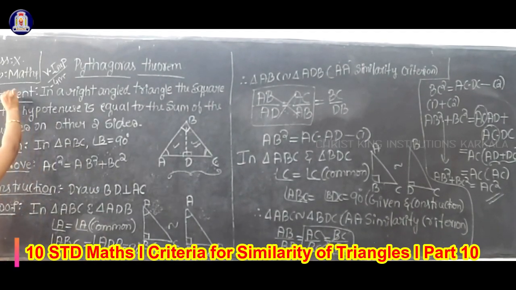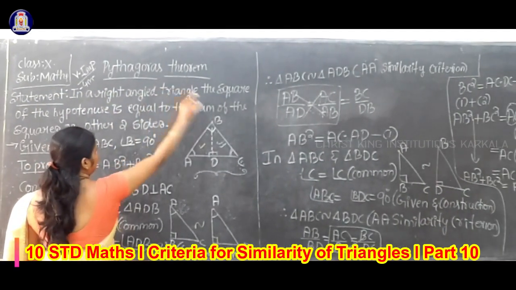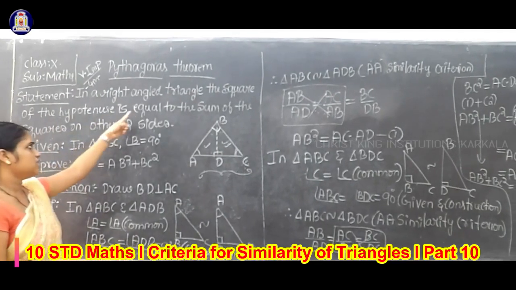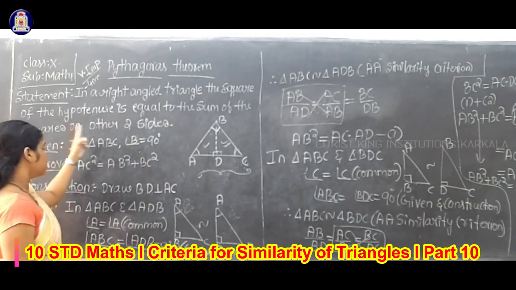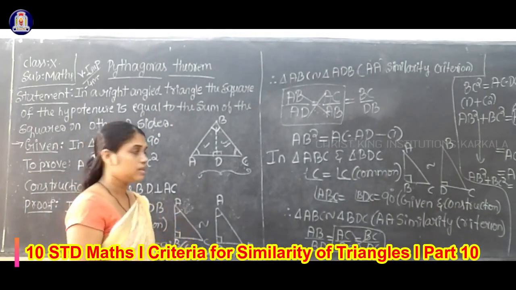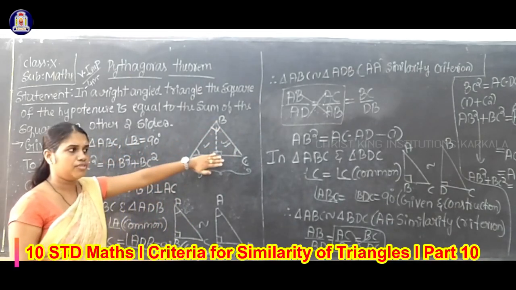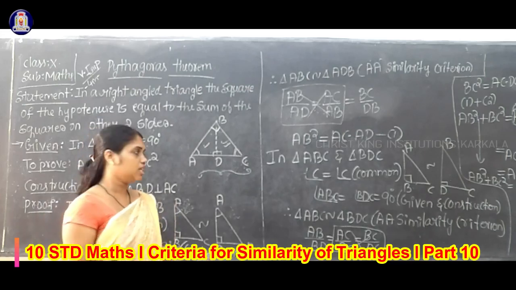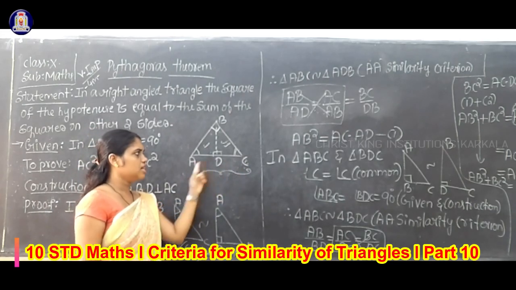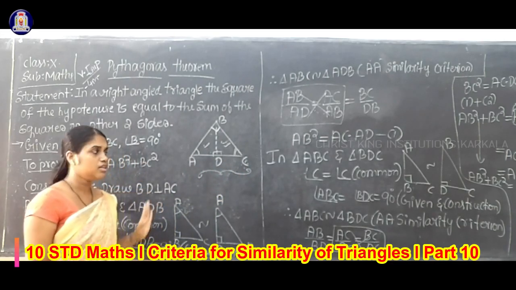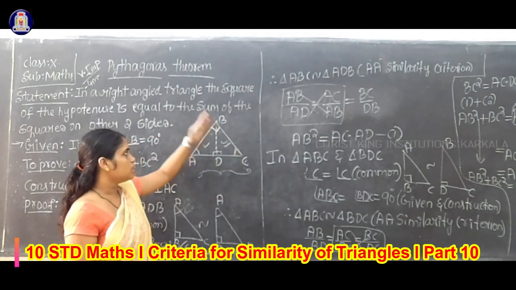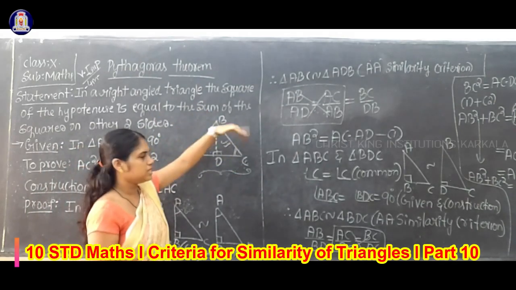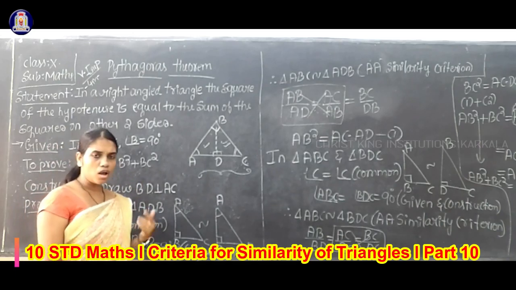Okay, see first statement, in a right angle triangle, the square of the hypotenuse is equal to the sum of the squares of the other two sides. Hypotenuse side, this is my figure. Hypotenuse side is nothing but the side opposite to the 90 degree. So which side is hypotenuse here? AC is your hypotenuse side. So AC square is equal to AB square plus BC square. This is what you have to prove.